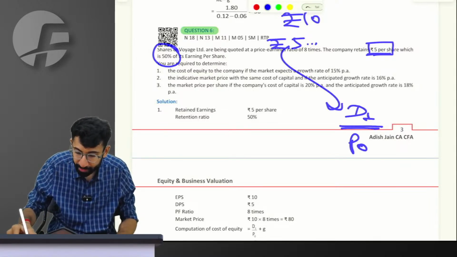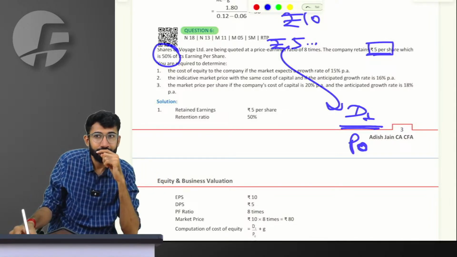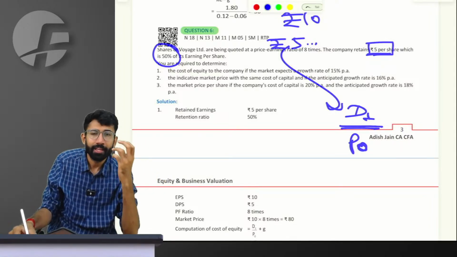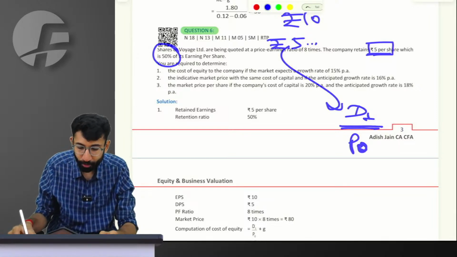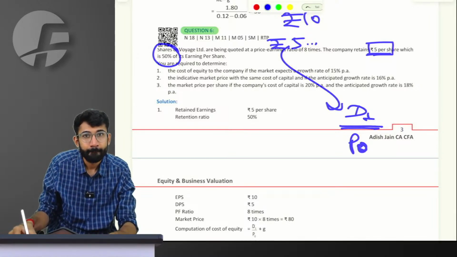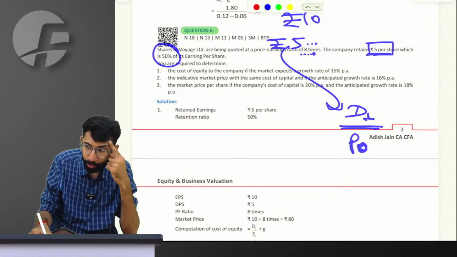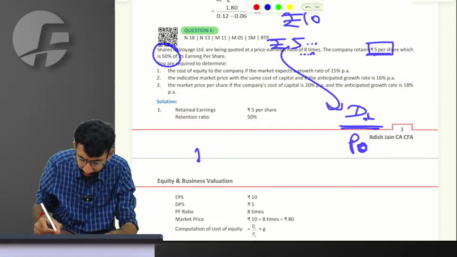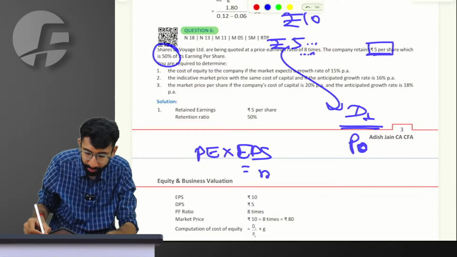Divided by P0. Is it possible to find out the price? Think everyone in the class. Very good question. Like small things. Sir, is it possible to find out P0? What information do I have? I have an information of P ratio. Think. Sir, can I do PE into EPS is equals to MPS?